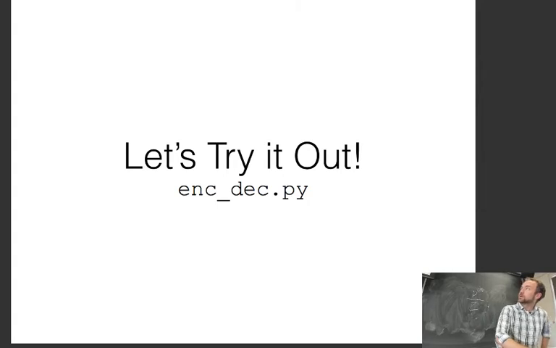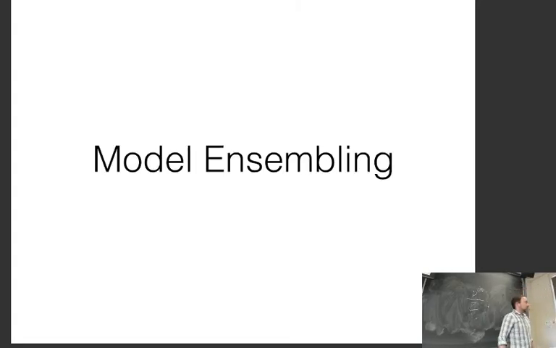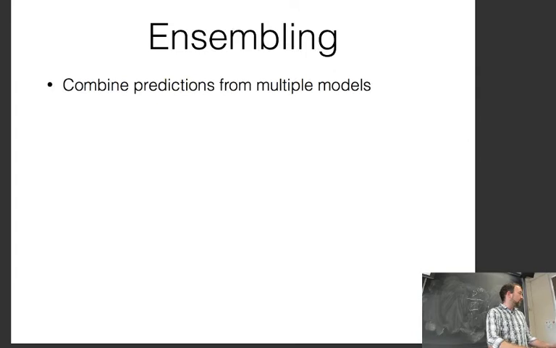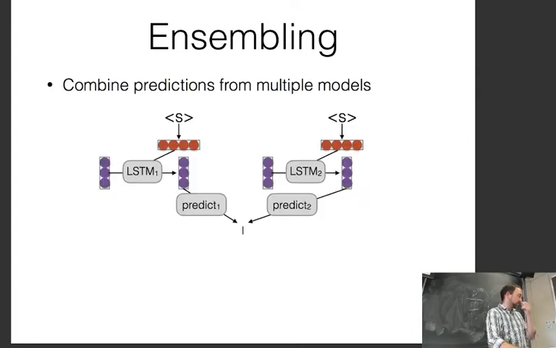Okay. So the next thing I'm going to talk about is model ensembling. This was covered very briefly in the materials, but I'm going to cover it in much more detail here. What ensembling does is it combines predictions from multiple models. If we have two models, like model number 1 on the left and model number 2 on the right, we run them completely independently and then combine their predictions together in some way.